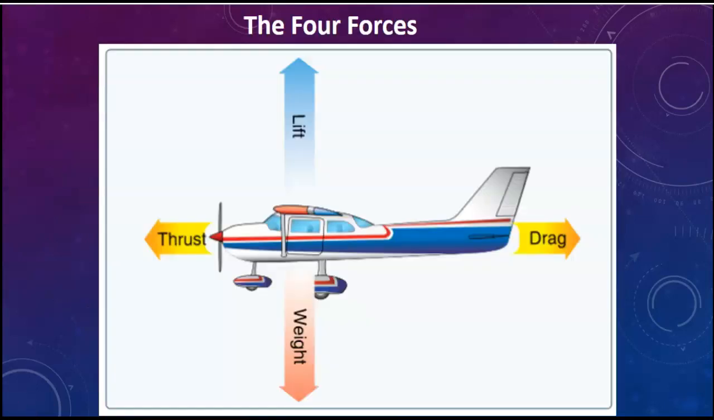First of all, it's important to remember that there are 4 forces acting on an airplane in flight. Lift opposes weight, and thrust opposes drag. When lift is equal to weight and thrust is equal to drag, the airplane is in straight and level, unaccelerated flight.